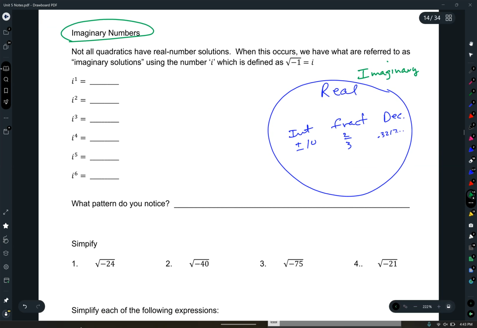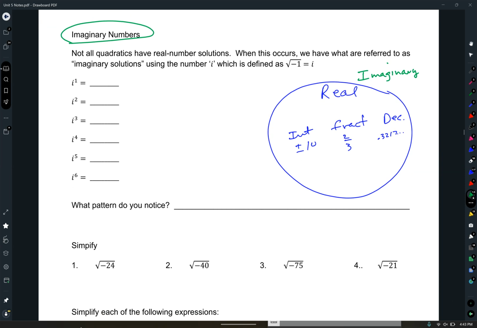Okay, so the way we handle these imaginary numbers, which occur when you have the square root of a negative, notice it says not all quadratics have real number solutions. That's what we're just saying. When this occurs, we have what are referred to as imaginary solutions. And what we do is we use the letter i. i stands for imaginary. And you'll notice whenever I write an i, it's going to be like this. I don't do it like this because I don't want you to get it confused with a 1. Okay, so just be careful. I don't care what you do, but if I ever confused one of your i's with a 1, then it's wrong. Okay, and they're defined as this. Square root of negative 1 equals i. Now, all that means is if you have a negative under a square root, you put an i.